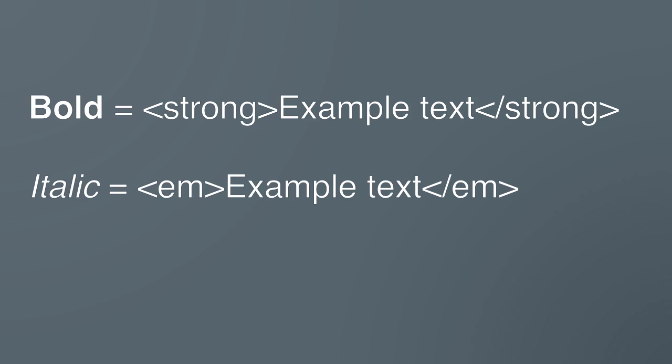So if you want the quick answer, you can simply wrap a strong element around text to make it bold, and you can wrap an EM element around text to make it italic. However, if you'd like to learn more about the semantic reason behind why we do these things, then by all means, go ahead and view the entire lesson. Otherwise, you are free to skip to the next lesson.